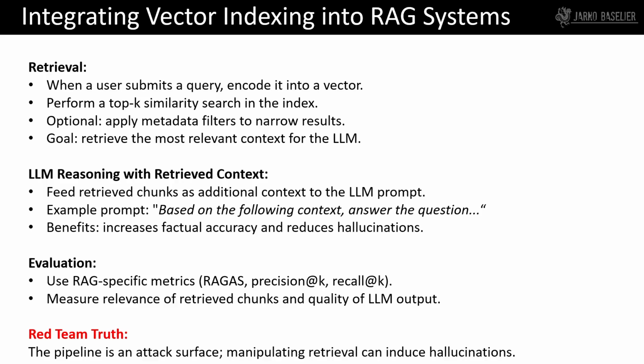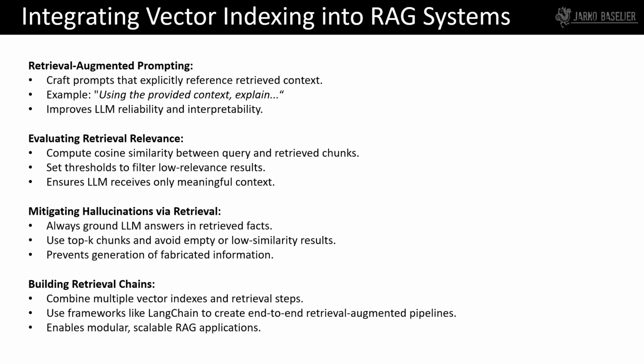For my fellow red teamers, the pipeline is an attack surface, so manipulating retrieval can induce hallucinations. Which is actually not something you want when you use vectors, because you are using all those vectors and internal information to reduce hallucination. So if we can find a way to induce hallucinations, this is a finding of a pen tester.